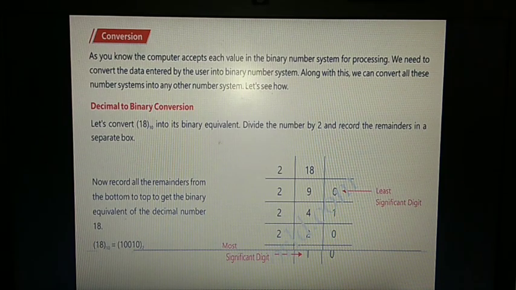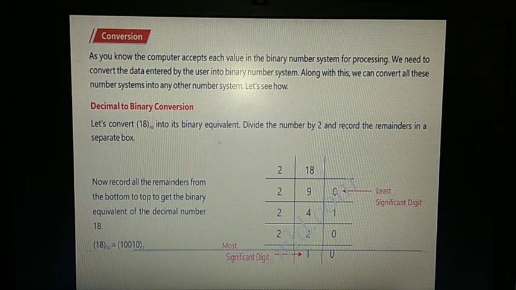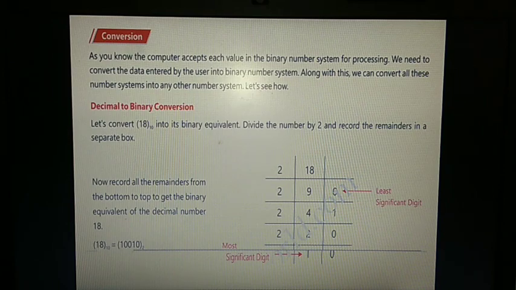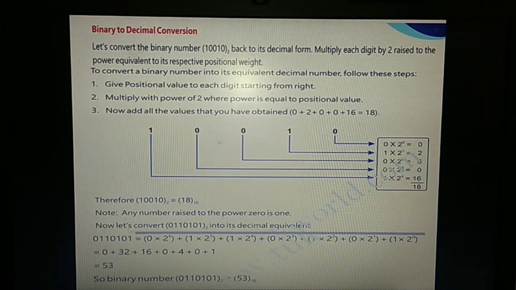Not only in binary form, you can convert any number system to any other number system also. In this presentation I explained how you convert your decimal number system to the binary number system. Any doubt in this? Do you want me to explain this again? I will do this in my last video of this chapter, which will be the summary of this chapter. I'll just continue now with the next number system.